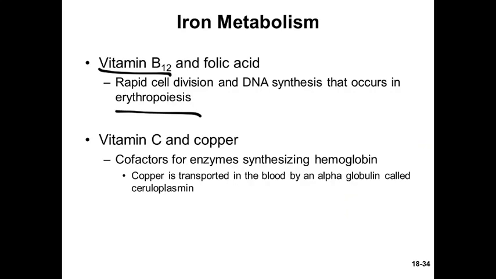Vitamin C and copper also are cofactors. Cofactors are molecules that assist other enzymes, and to make hemoglobin you must have vitamin C and copper. So again, there are a lot of other molecules necessary in your diet to assist in your overall iron metabolism.